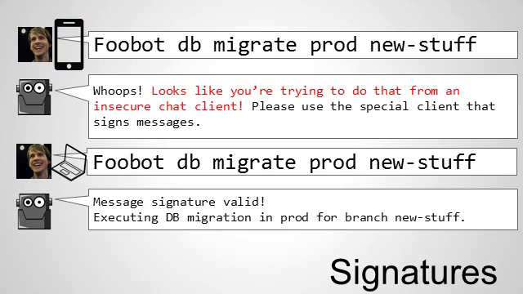So if I access this and try to run a database migration from my phone, the bot comes back and says, hold on, you're not using a secure chat client that signs all of its messages. Instead, I need to switch and go to my laptop, which has a secure client on it, and authenticate the message all the way through the pipeline.